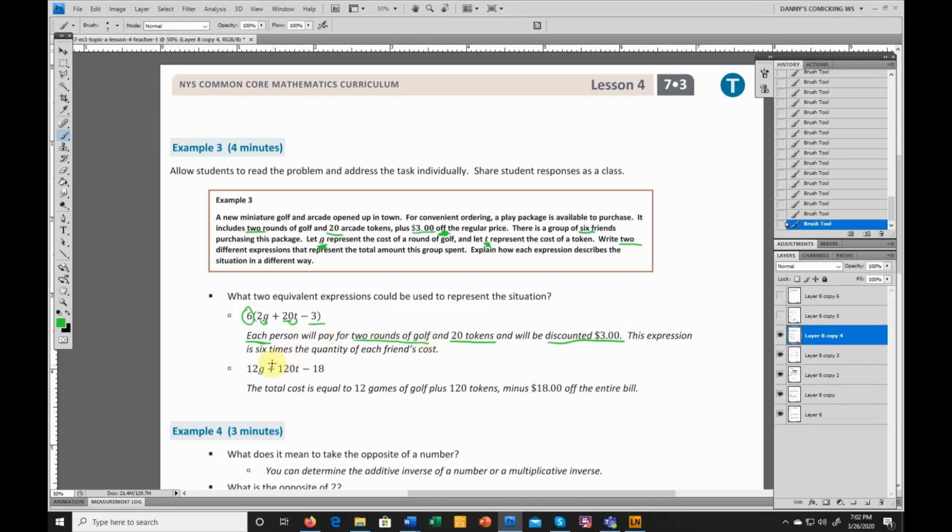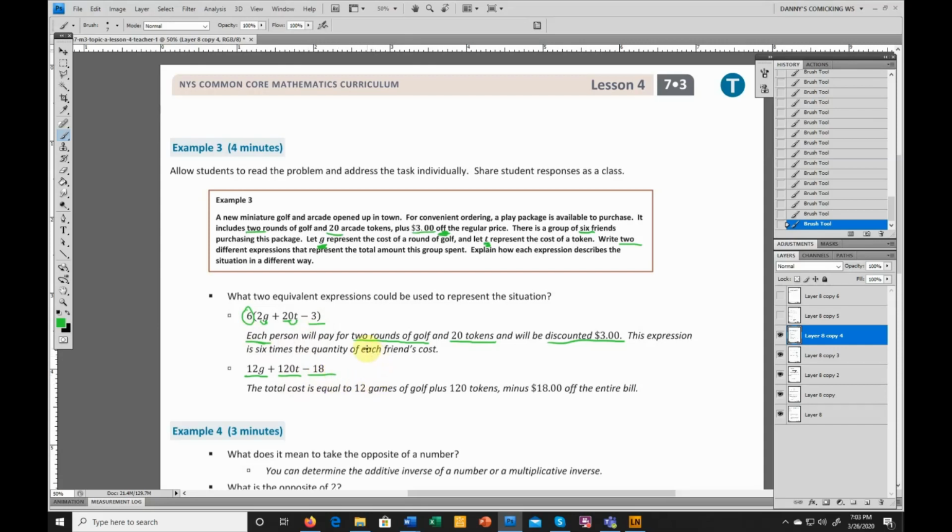This expression is 6 times the quantity of each friend. 12G, so 12 rounds of golf. Every person plays 2 rounds. 2 times 6 is 12. So 12G plus 120T. So if each person, all 6 people, got 20 tokens each, that would add up to 120. 20 times 6 is 120. Minus 18. Why 18?